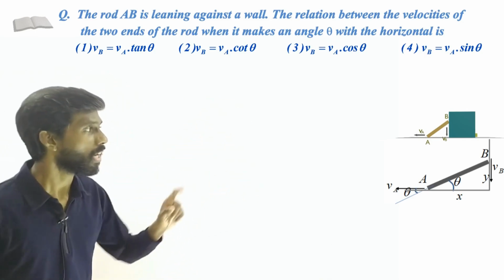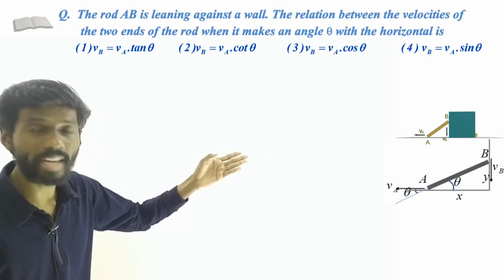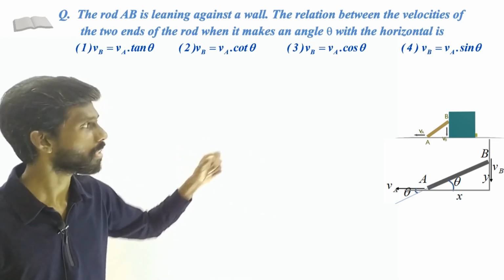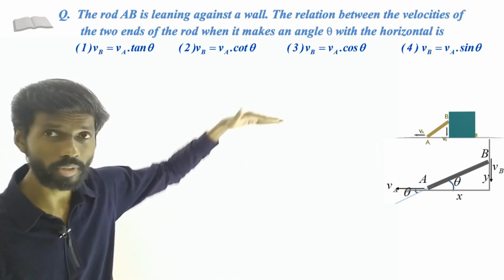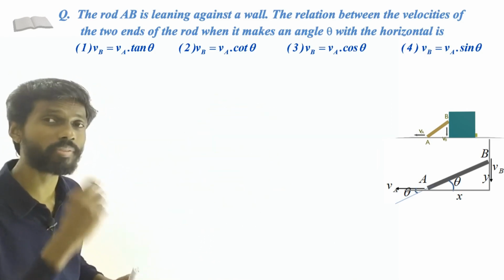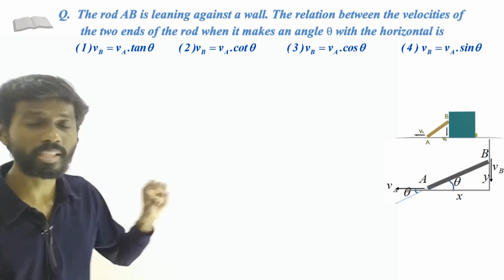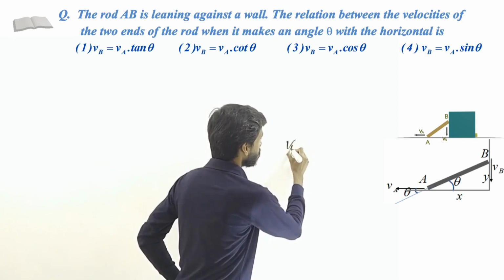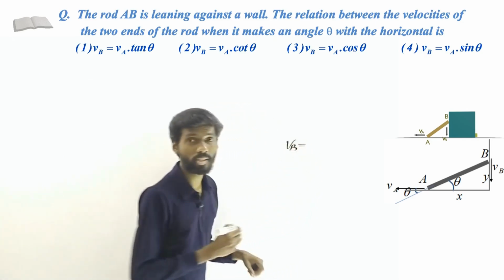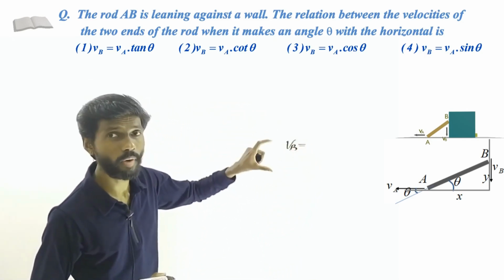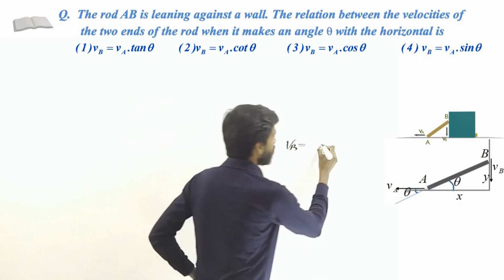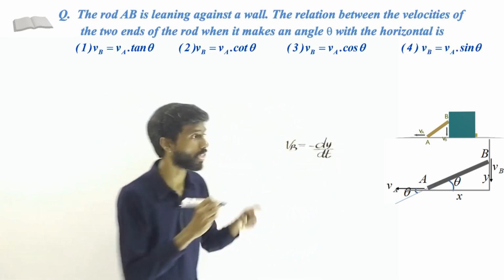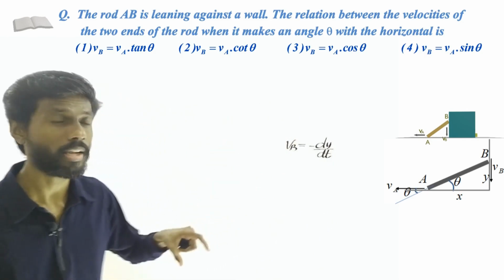And similarly, the rate at which X increases is the velocity of A, because as X increases, the point A moves. Similarly, as Y decreases, the point B moves down. So the velocity of the point B is the rate at which Y decreases. We can write the velocity of B as the rate of change of Y, denoted by dy by dt, with a minus sign, because Y decreases, but X increases.